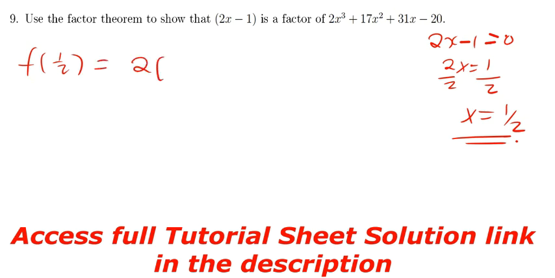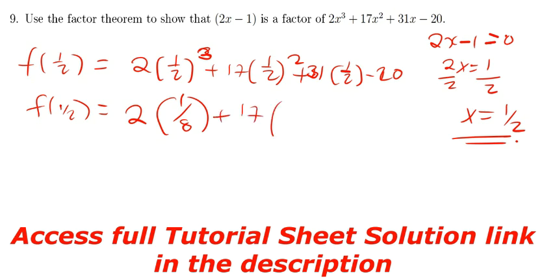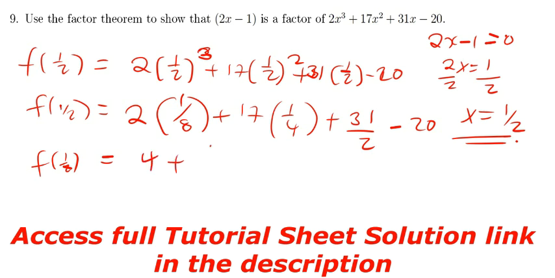So where there is x, you put 1 over 2 raised to the power 3, then plus 17 times 1 over 2 raised to the power 2, plus 31 times 1 over 2, minus 20. So f of 1 over 2, and we should find the answer is going to be 0. So this is going to give me 1 to the power 3 is 1, 2 to the power 3 is 8. Then we have got 17 times 1 over 4, plus 31 over 2 minus 20. So let's see, f of 1 over 2. So this is going to be 4, because 2 times 1 over 4 over 8 is just 4. Plus this is now 17 over 4 plus 31 over 2 minus 20.